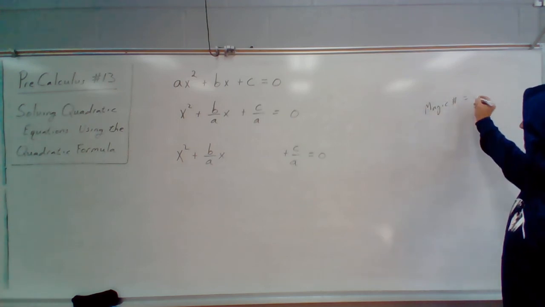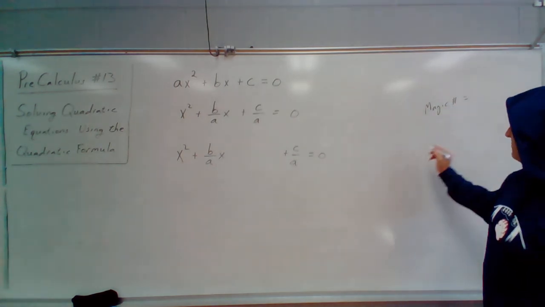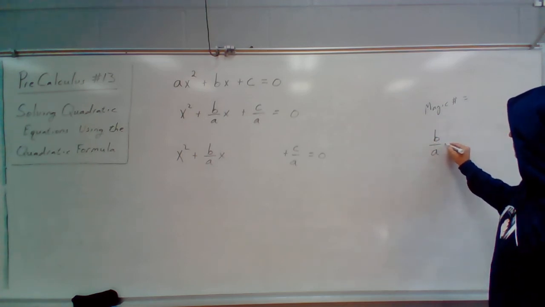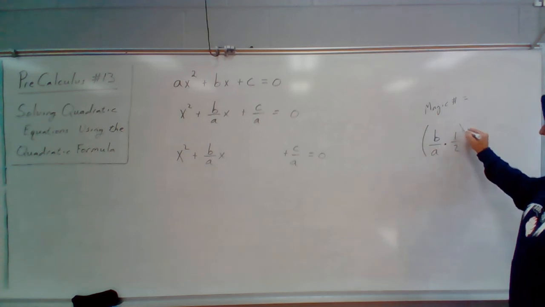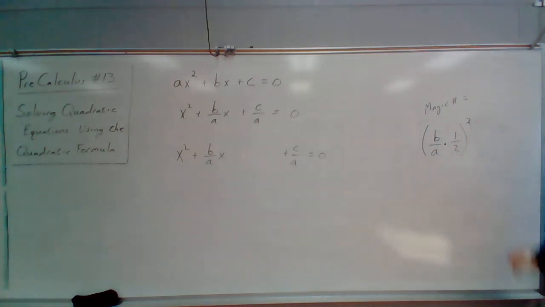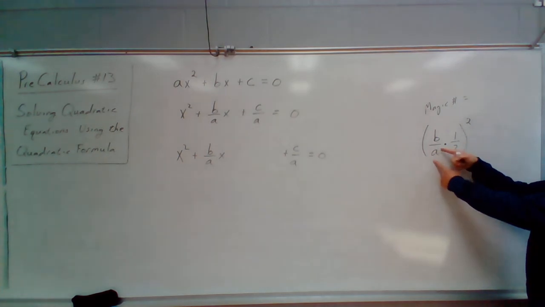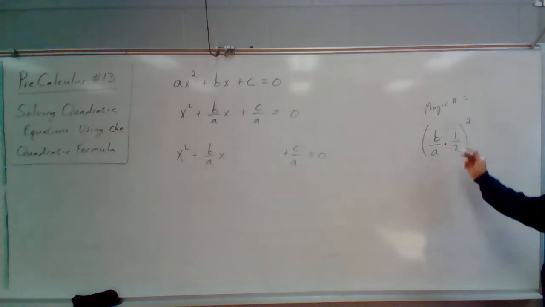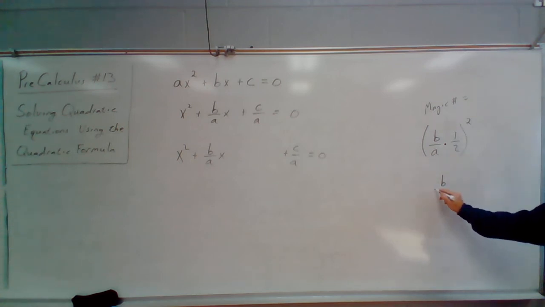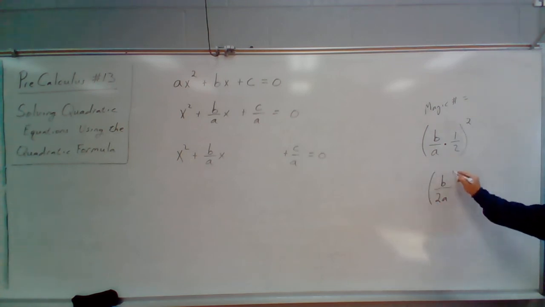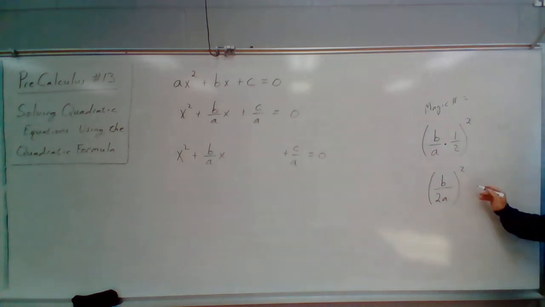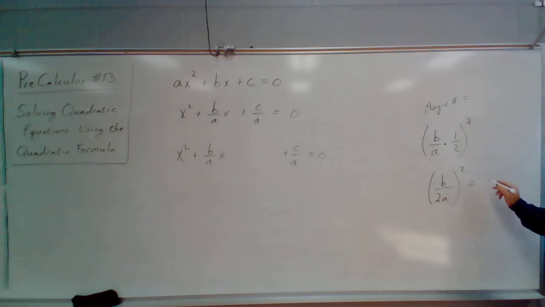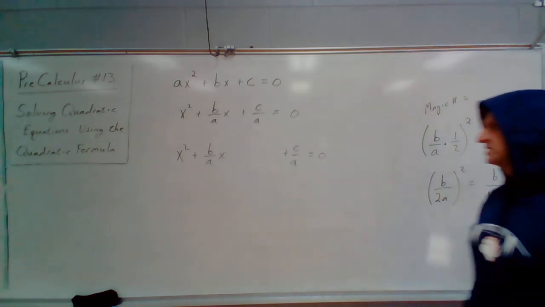So my magic number is going to be half of b over a. So that's b over a times 1/2. And then I need to square that. And so I'm finding half of b over a and squaring it. So I get b times 1 is b. A times 2 is 2a. And I need to square that. If I square it, I'll get b squared on the top, and 2a times 2a is 4a squared. So my magic number is b squared over 4a squared.